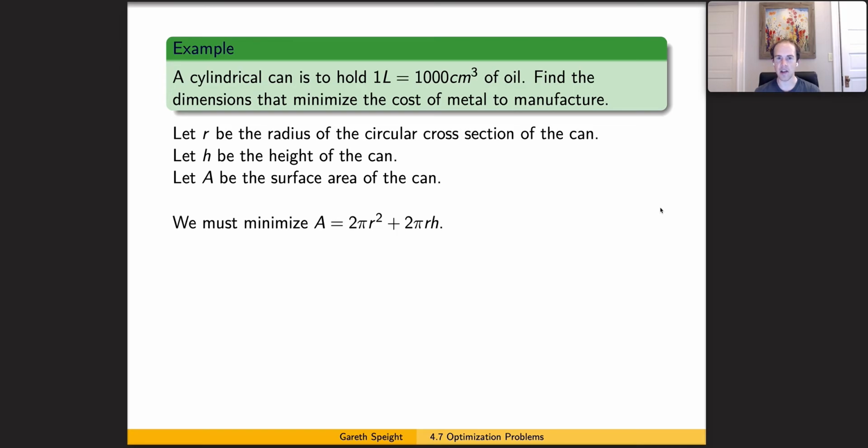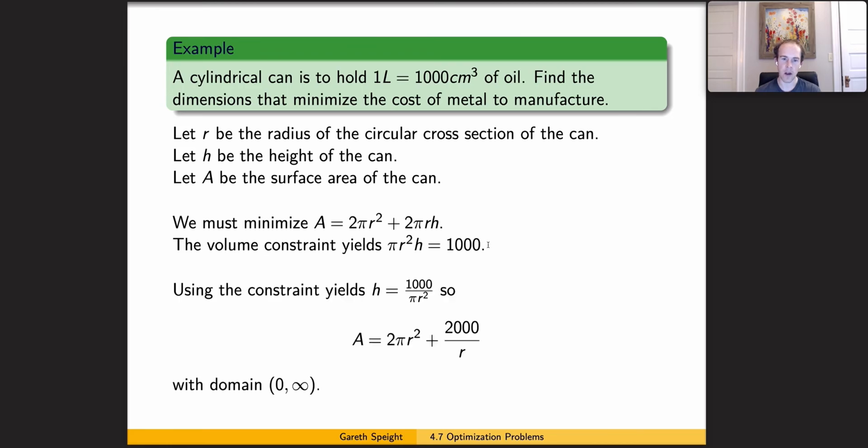And that constraint is that the can is supposed to hold 1,000 centimeters cubed of oil. Okay, so using the formula for the volume, pi r squared h, we know that pi r squared h has to be 1,000. So we should solve for the simpler variable. In this case, we can solve for h in terms of pi and r squared, because we don't want to take square roots. So h is going to be 1,000 divided by pi r squared.